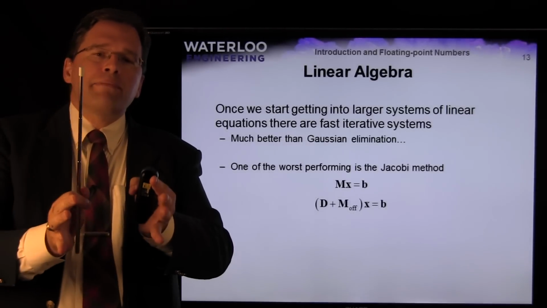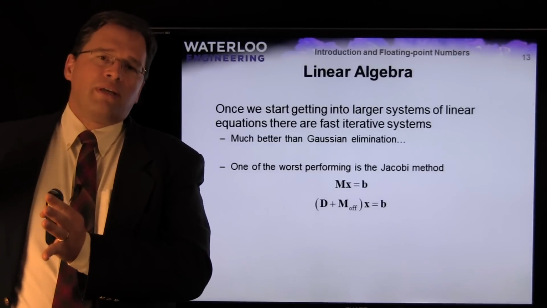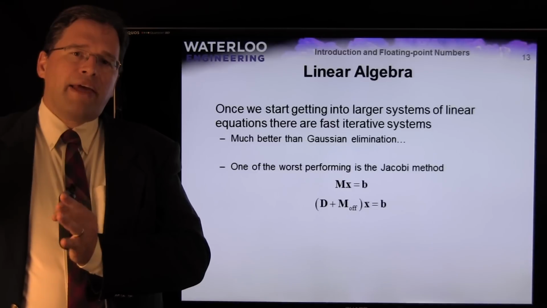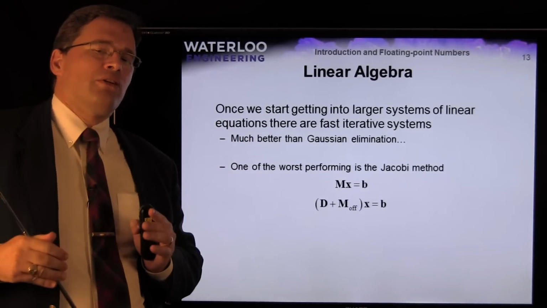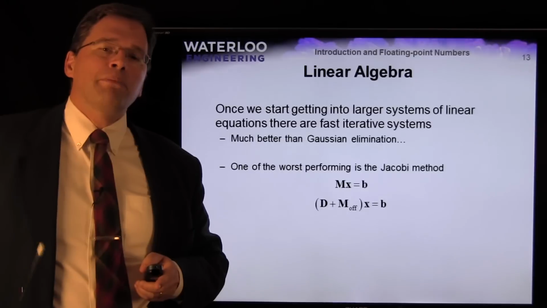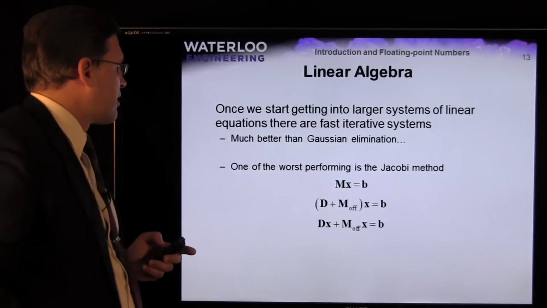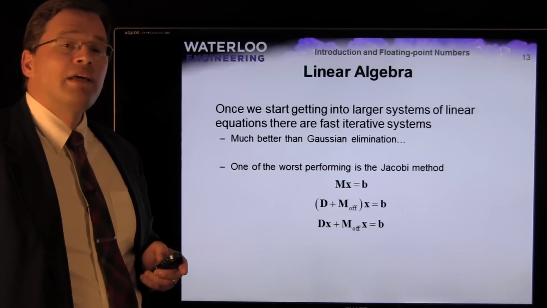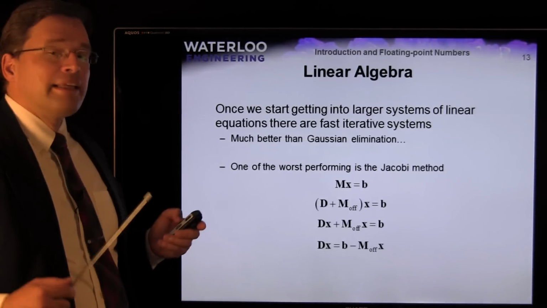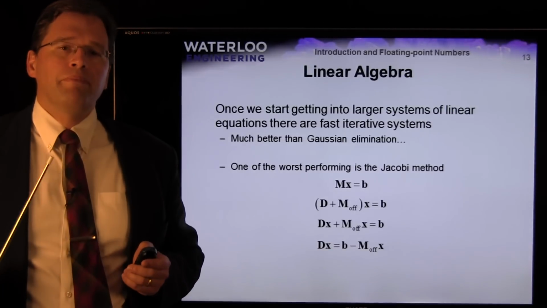Let's rewrite M as the sum of a diagonal matrix D, so let's just take out the diagonal entries of the matrix, and then take all of the off-diagonal entries of that matrix and assign that to the matrix M sub off. So the matrix M is the matrix of the diagonal entries plus the off-diagonal entries. Let's just expand that. And now let's take this term onto the other side. Now I have a diagonal matrix times x is equal to an expression.